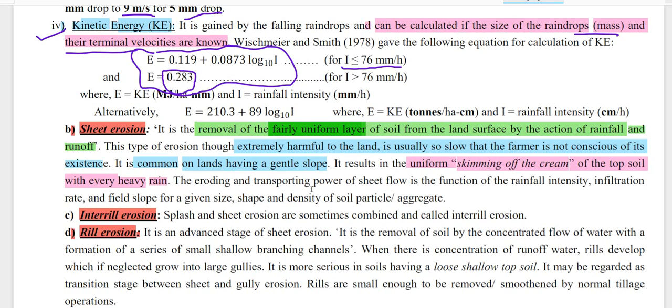The eroding and transporting power of the sheet flow is uniform. The eroding and transporting power of the sheet flow is a function of rainfall intensity, infiltration rate, and the field slope for a given size, shape, and density of the soil particle aggregates. Means he is saying how much it will erode and how much it will transport, means sheet erosion will be a function of rainfall intensity, how much infiltration is going, and how much field slope is there for the given size, shape, and density.